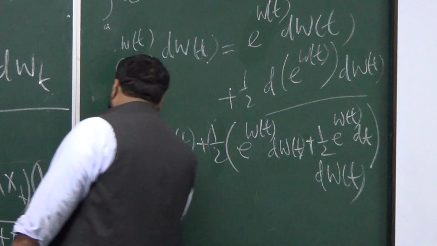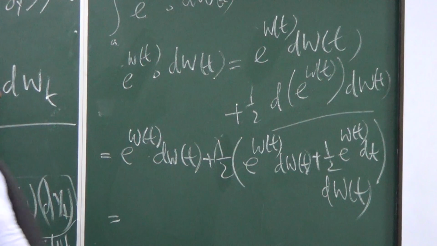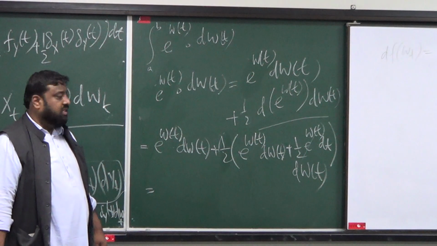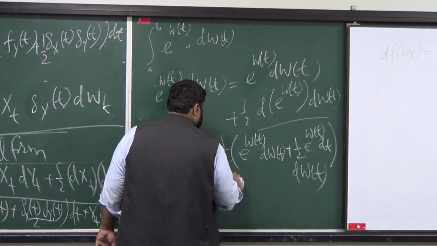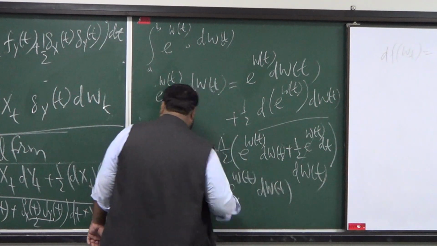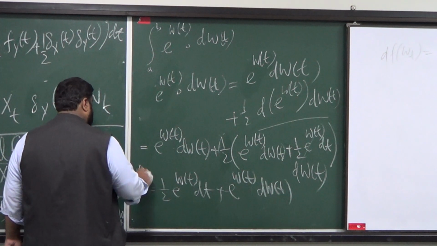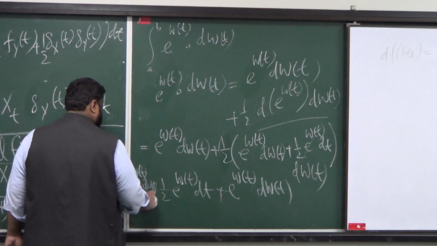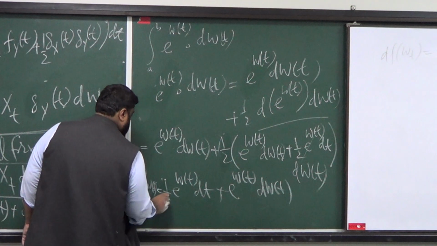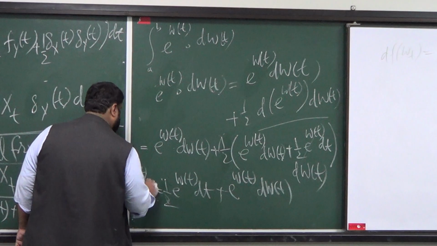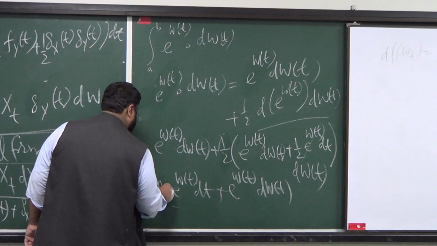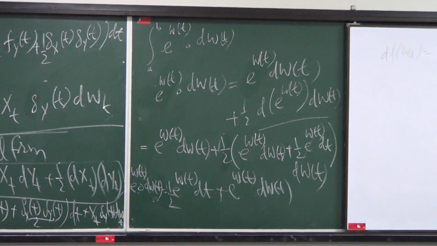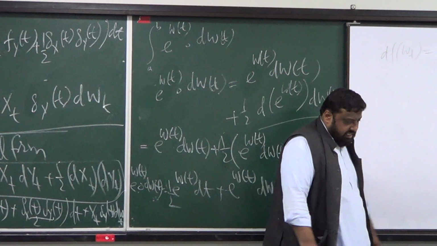And so what would be the end result? This term will go away, and the only thing that is going to remain is 1/2 e to the W_t dt plus e to the W_t dW_t. So this is going to be the Stratonovich integral of e to the W_t with respect to dW_t. Okay? The simplest way. That would be the result, and then you just write it in integral form and you get this.